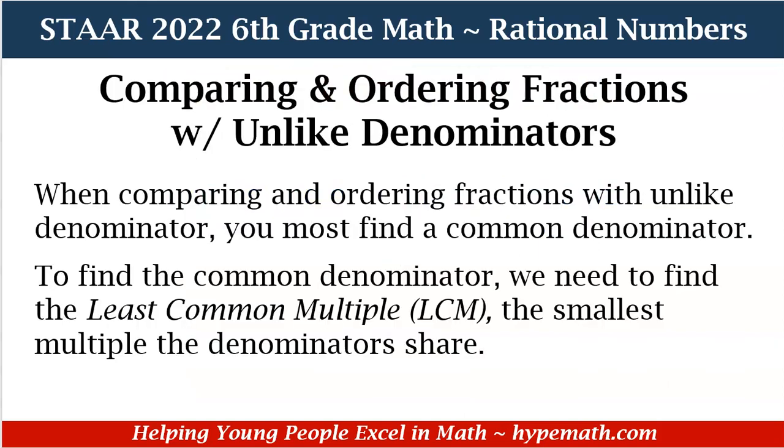Let's talk about comparing and ordering fractions with unlike denominators. When comparing and ordering fractions with unlike denominators, you must find a common denominator. To do that, you must find the least common multiple, or the LCM. Sometimes you'll see it as the LCD as well, which means it is the smallest multiple that the denominators share.